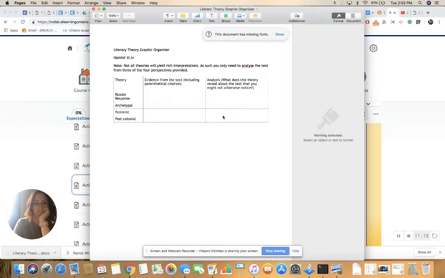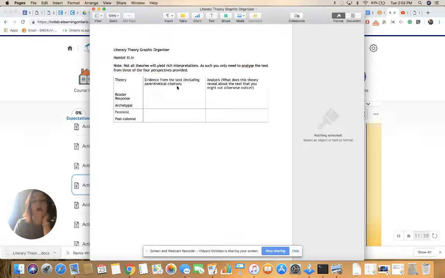Looks like this. Okay. So not all theories yield rich interpretations. As such, you only need to analyze the text from 3 of the 4 perspectives provided. You decide. You don't need to do all 4. Pick 3. Personally, I would do reader response, archetypal, and feminist. Post-colonial would be very tough to do.